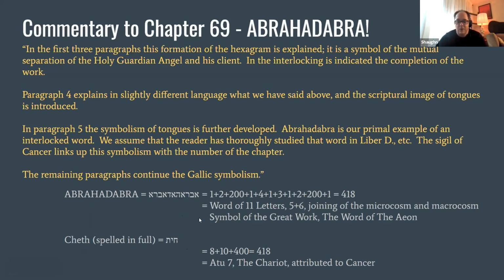Further, the word Abrahadabra is a word of 11 letters, and 11, as we probably know, is the number of magic, which is symbolized by 5 plus 6, which, as we discussed at the beginning of this presentation, is the microcosm 5 and the macrocosm 6. So the joining of those two together, 5 plus 6 equals 11, could be seen as a symbol of the great work. And Abrahadabra is also known as the word of the Aeon.